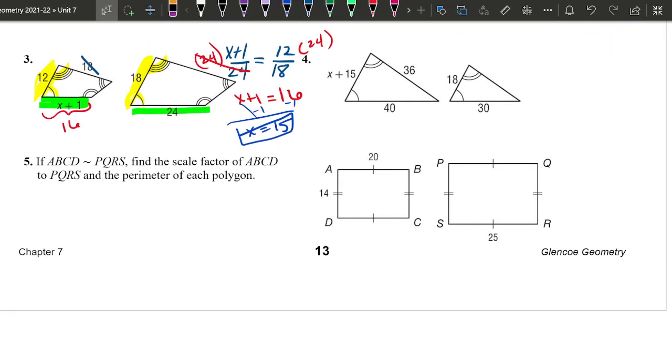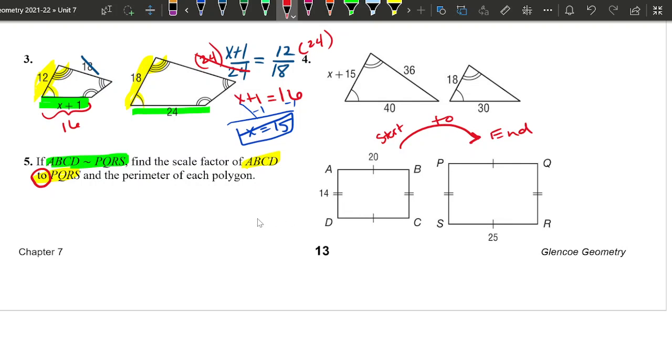If ABCD is similar to PQRS, find the scale factor of ABCD to PQRS and the perimeter of each polygon. Okay, so we know that they're similar because it says ABCD is similar to PQRS. And we're told to find the scale factor to go from ABCD to PQRS. That is very, very important as to which fraction your answer will be. Since it designates a direction that you're moving from ABCD to PQRS, this one, the one on the left, is the start and this is the end. We're starting on the little one and we're ending on the big one.